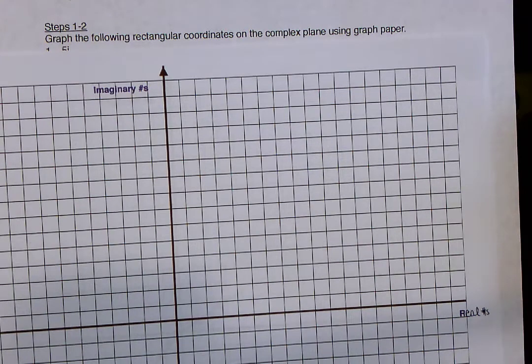Hey Pre-Calc students, today we're going to be doing Infinity Lab, Module 2, Steps 1 through 3. What we're going to be doing is graphing rectangular coordinates and polar coordinates, and then we're going to learn how to convert between the two. So the first step, Steps 1 and 2, is really easy.